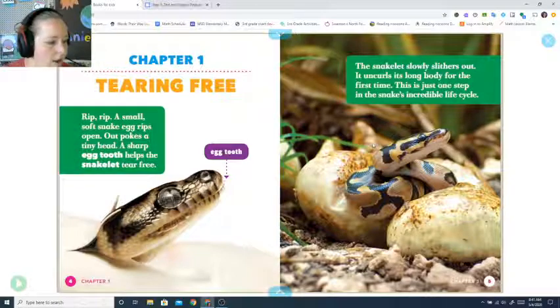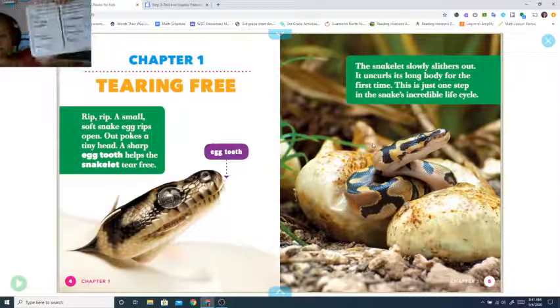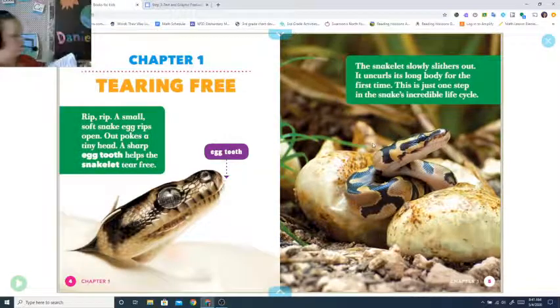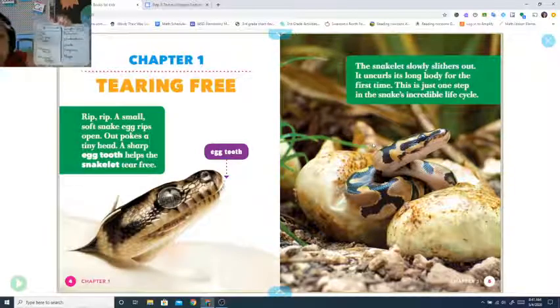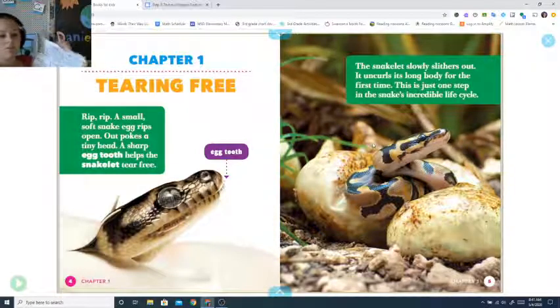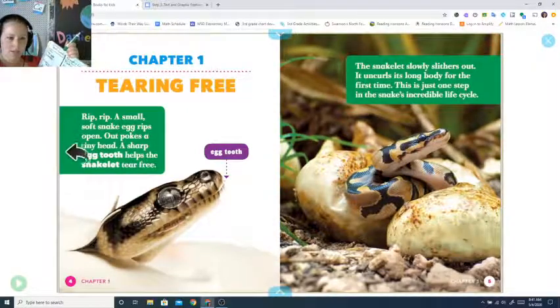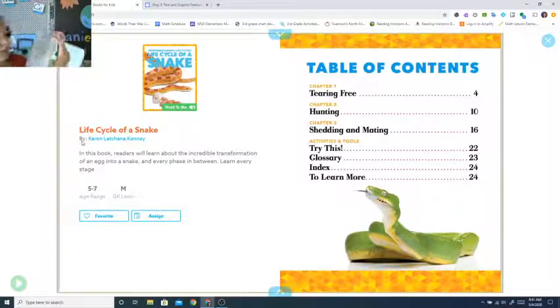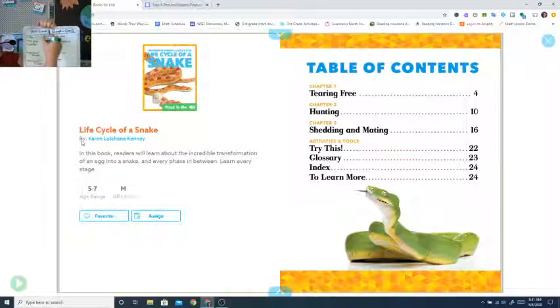All right, so I want to look at this. Okay, I've got this so far, and I'm going to fill out what I have read so far. So first of all, title, and I would write down the title of the book. Okay, so I can go back here, look at the title of the book. So life cycle of a snake. Life cycle, you're going to have more room when you do this, of a snake.